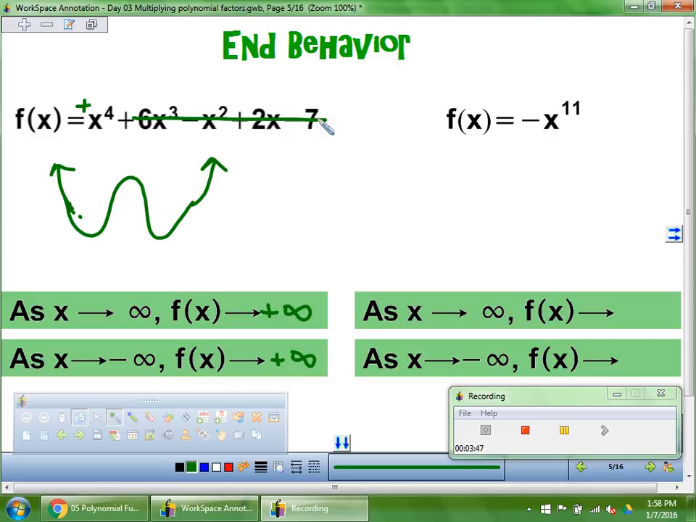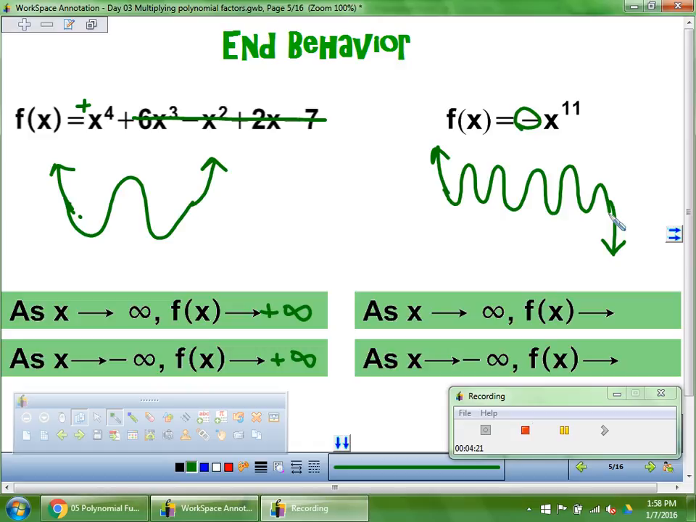Okay. Let's look at the -x to the 11th. Has anyone tried to draw it? It's a fun one to draw. 11 is an odd number. It's negative. It's going to start up, or finish down. And that means we're going to have 11 zeros. Okay. 1, 2, 3, 4, 5, 6, 7. There we go. So something like that.